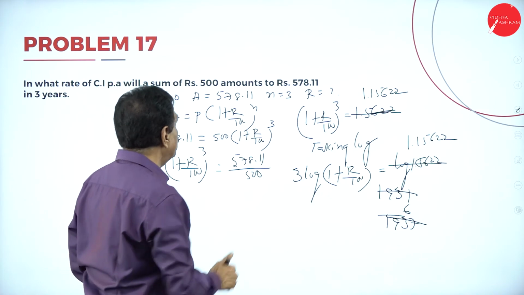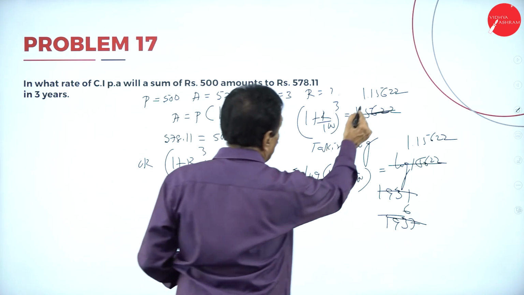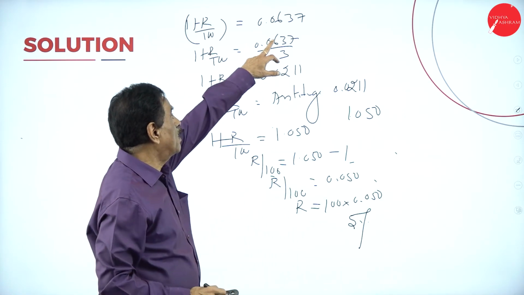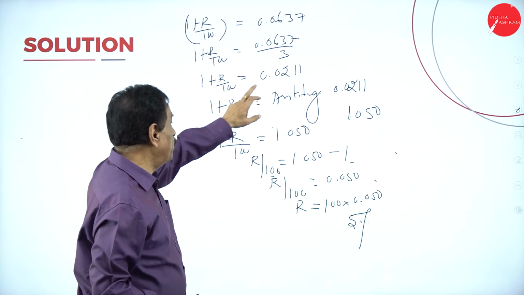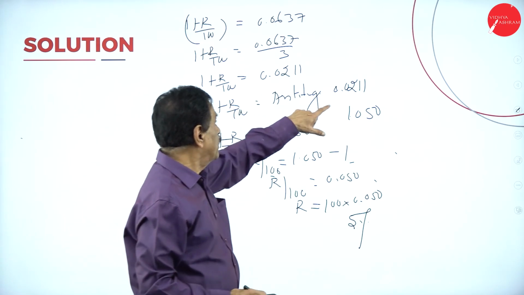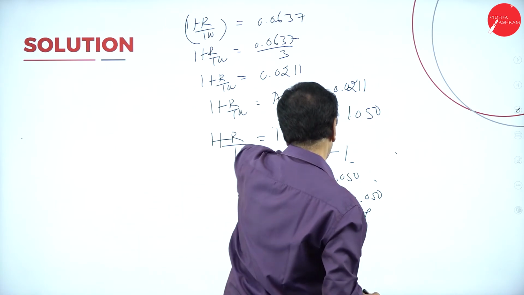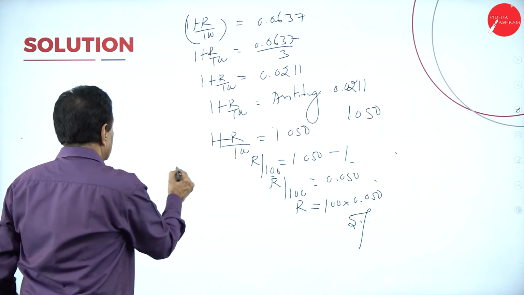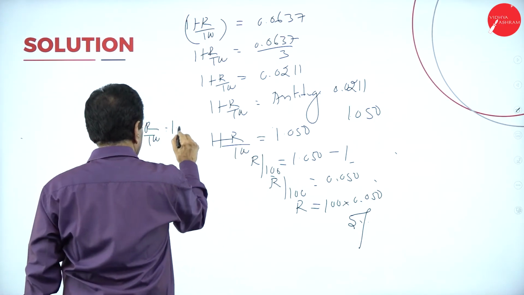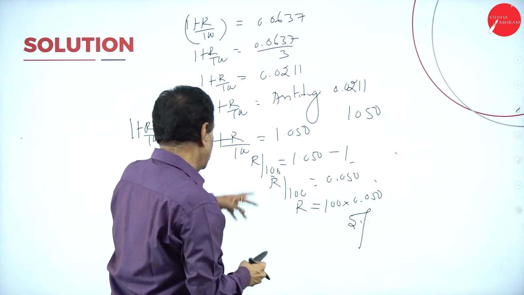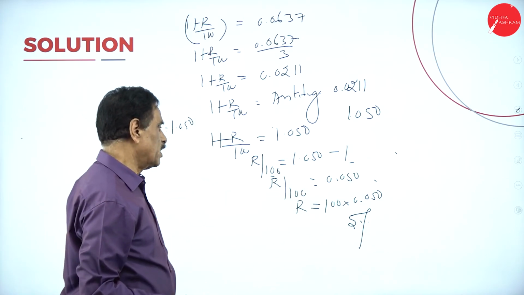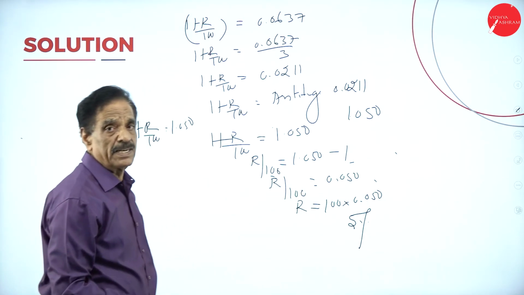If you want, I can repeat this. 578 divided by 500 is 1.15622. Log of this is 0.0637 divided by 3, which works out to 0.0211. Anti-log of this is 1.050. So 1 plus r over 100 is 1.050, r over 100 is 0.050, R is equal to 5%.